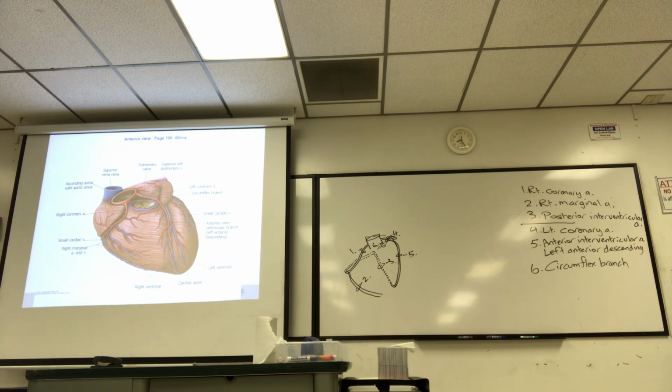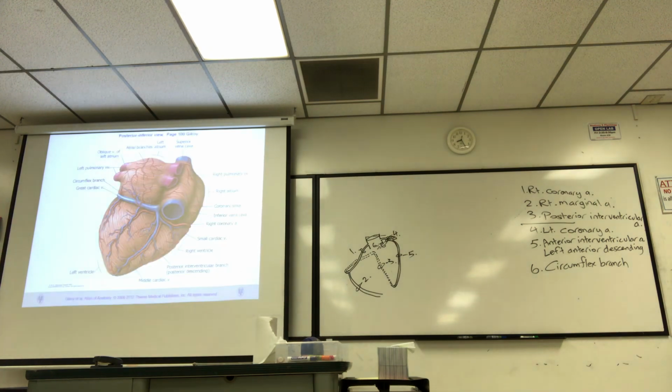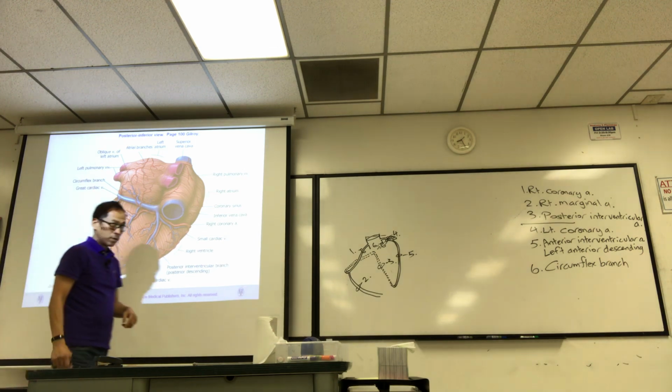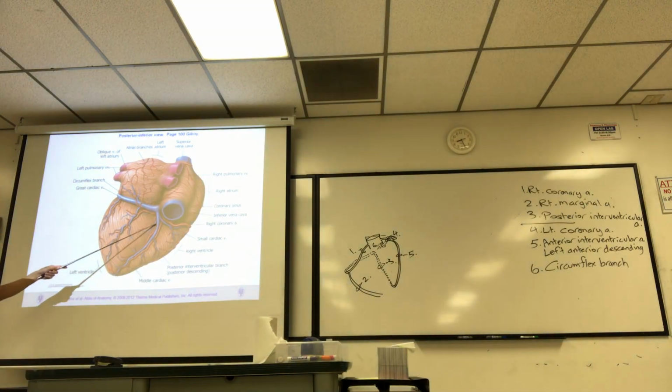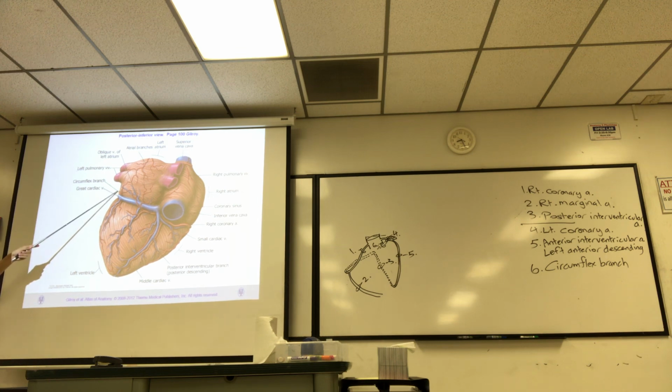So it's actually useful to look at the front view as well as the back view. Let's check this out. From the back side, you can see the right coronary artery. And then you can see the posterior interventricular artery or branch. Let's see here. There's the circumflex. They show a bit of it there.